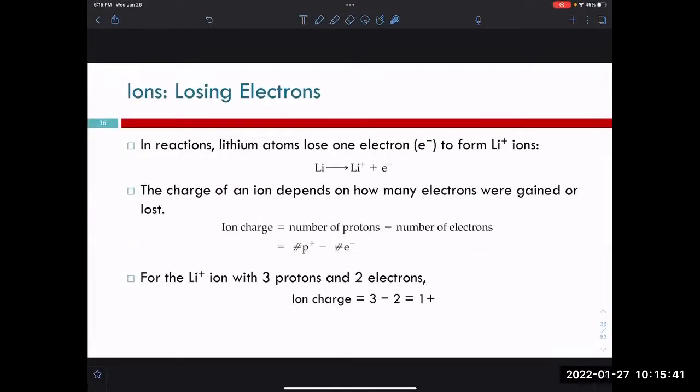So in reactions, lithium atoms lose 1 electron to form lithium ions. So like I said in the previous slide. So lithium losing 1 electron means that it now has a +1 charge or 1+ charge. And the charge of the ion depends on how many electrons were gained or lost. So you take the number of protons minus the number of electrons, and that'll give you the ion charge. So for lithium ion, with 3 protons, 2 electrons, 3 minus 2 is 1+.